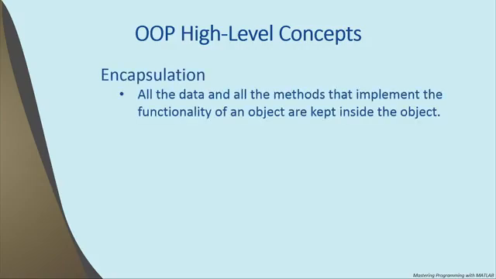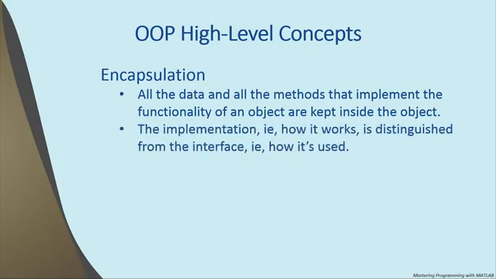Encapsulation means that all the data and all the methods that work on that data to implement the functionality of an object are combined inside the object. For example, when we made the ordered list object named MyList, its head, tail, and length properties, and all its methods, which together implemented the functionality of MyList, were in effect all stored right there inside MyList.